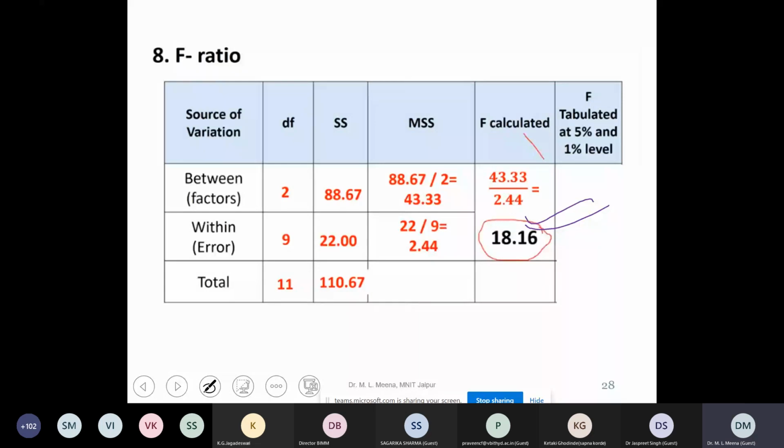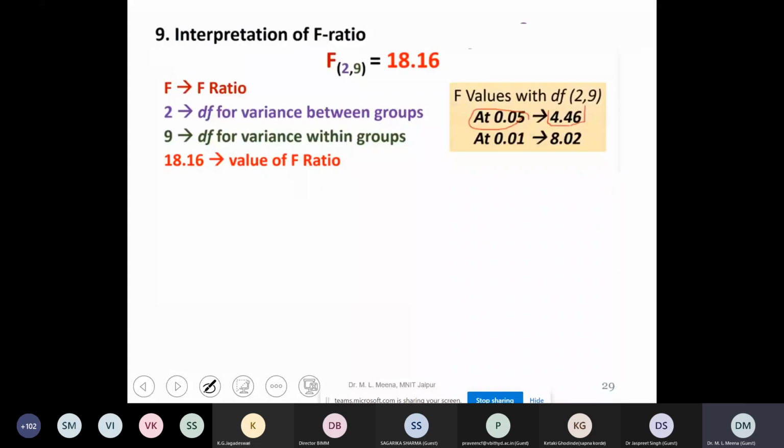After the F ratio, the next and last step of one-way ANOVA is the interpretation step. Interpretation is very important because in this step we find the final result, and based on these results we decide whether our null hypothesis is accepted or rejected. In the interpretation of the F ratio, F has degrees of freedom k minus 1 and n minus 1.